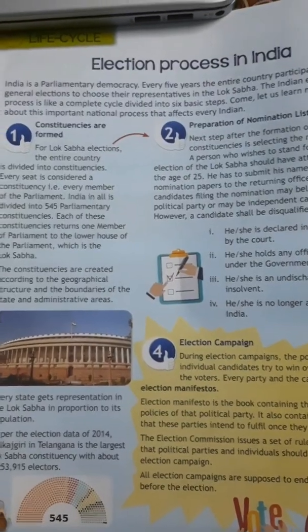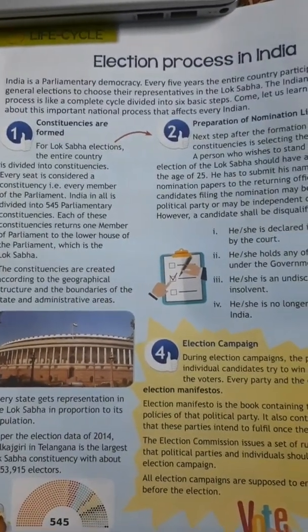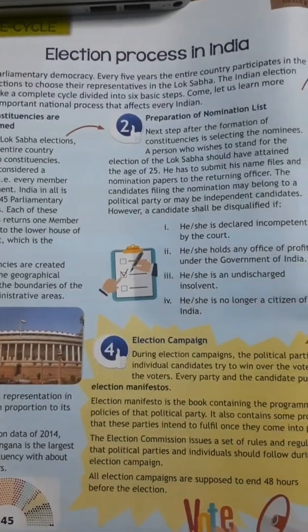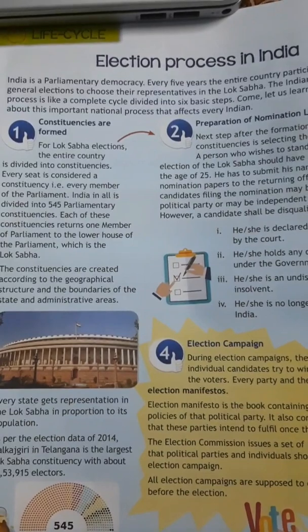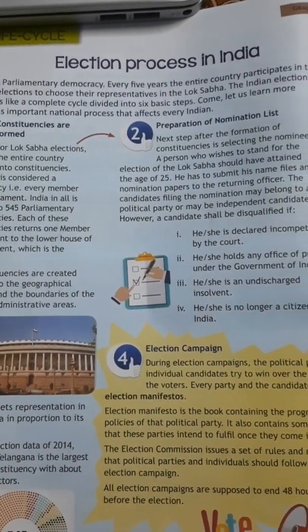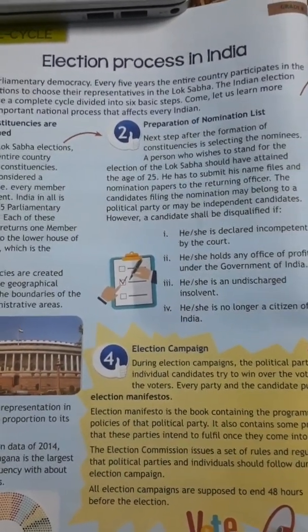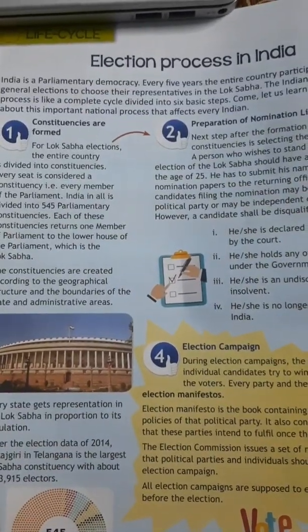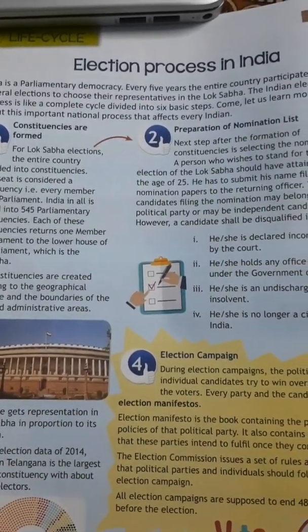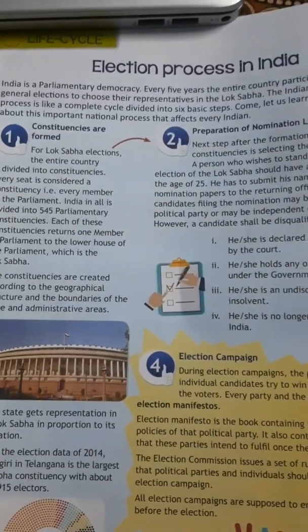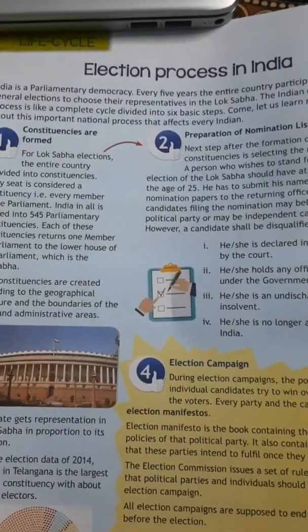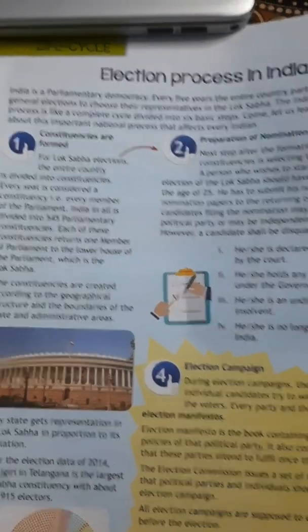Today our topic is election process in India. India is a parliamentary democracy. Every 5 years the entire country participates in the general election to choose their representatives in the Lok Sabha. The Indian election process is like a complete cycle divided into 6 basic steps. Come, let us learn more about this important national process that affects every Indian.